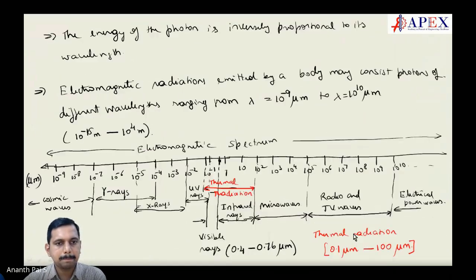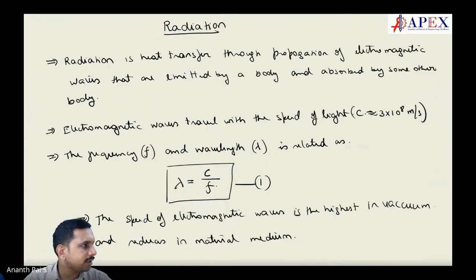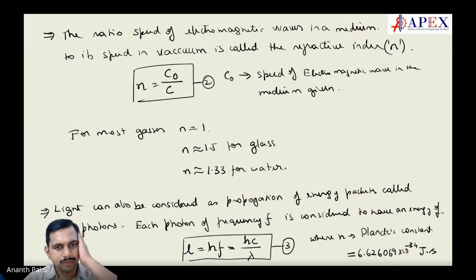So let us have a quick recap of what we have done in the morning. We have talked about radiation, what is radiation, what is meant by the wavelength and the frequency and the speed of light, how it is related. We have seen the ratio of electromagnetic wave speeds, the speed in vacuum and the speed in the material. Speed in the material divided by speed in the vacuum gives the refractive index.